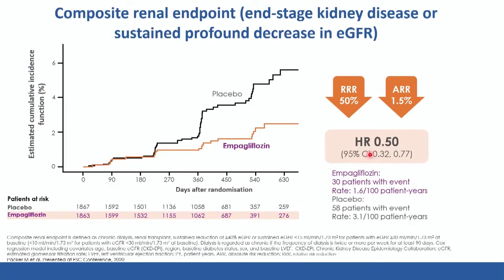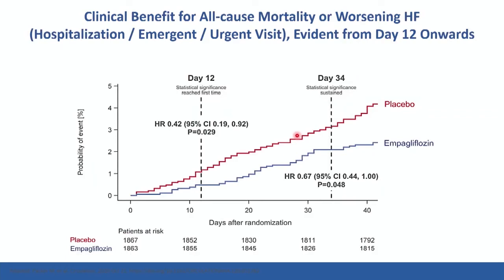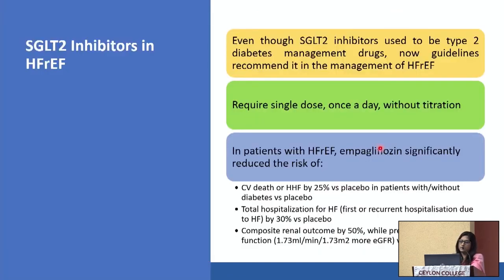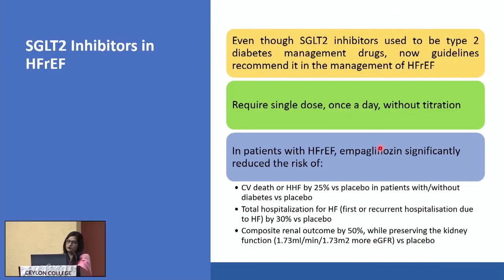And in addition to that, empagliflozin also reduced the composite renal endpoint, that is end-stage kidney disease or sustained profound decrease in eGFR. And also, the clinical benefit on all-cause mortality or worsening heart failure was evident from day 12 onwards. If you just compare these charts, you will realize this arm has the evidence from day 12 onwards. So, these are the SGLT2 inhibitors in heart failure with reduced ejection fraction.